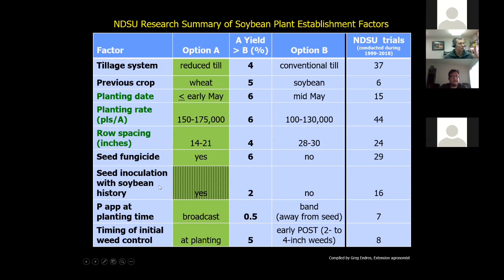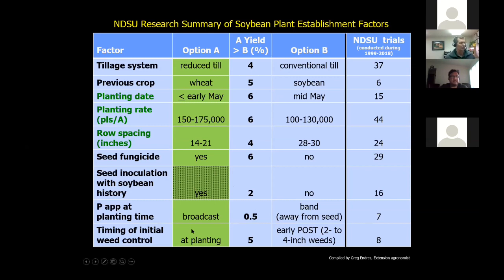But I just want to show you, we have a database of 16 trials where we inoculated seed with a prior soybean history, primarily just 1 year of a different crop between soybean crops. And when we averaged all the data, we saw a modest average of 2% yield increase by inoculating. But certainly inoculating can be debated, and that's why I have the yes a bit in a gray area. And then P application, planting time. In general, we recommend broadcast application, but our data, which averages 7 trials, is showing a very modest yield increase with broadcast phosphorus versus banding away from the seed.